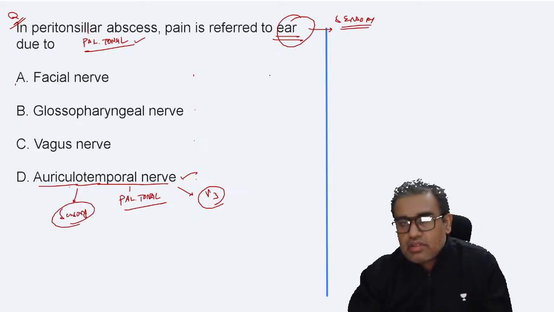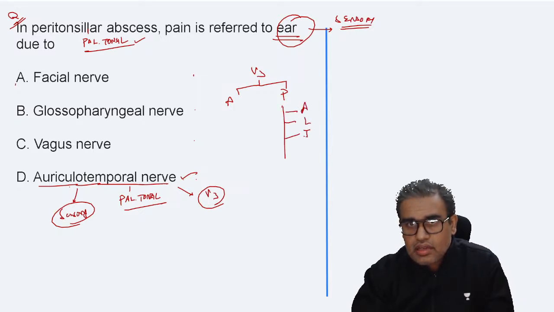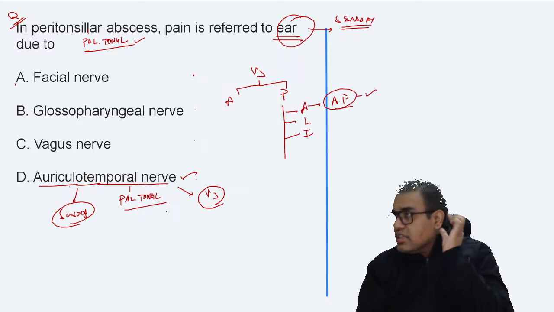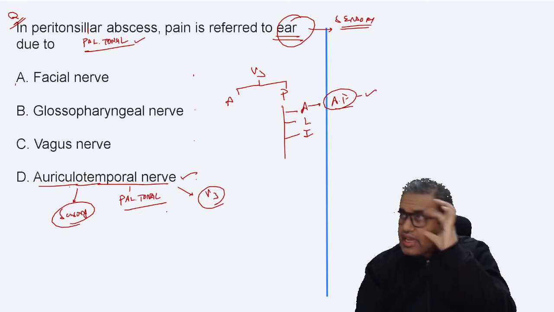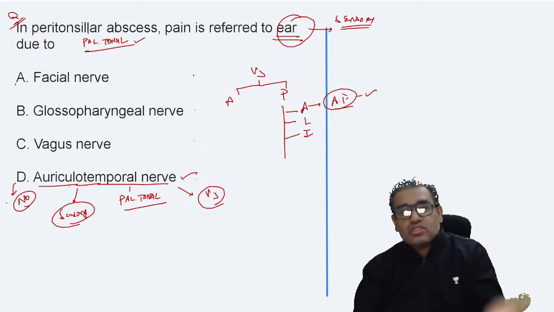The mandibular nerve, if you recall, has an anterior division and a posterior division, or anterior trunk and posterior trunk. The posterior trunk gave rise to three branches, ALI, and this auriculotemporal nerve, A stands for auriculotemporal nerve. Okay? This is pure sensory, but it is running in the auricle as well as the temporal region. Is it going to the tonsil? Answer is no. Does this nerve have any relation with the tonsil?